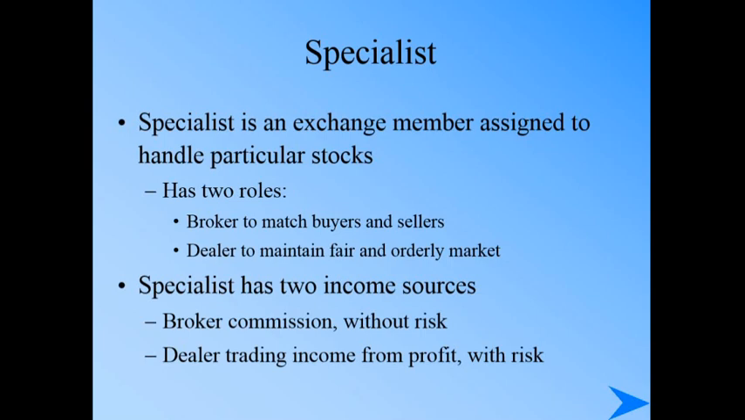The specialist has two income sources. Number one, broker commission, and there is no risk involved, because they are buying and selling for others, not for themselves, so that income is without risk. On the other hand, in the dealer role, they are buying and selling the stock for their own account, so they can earn income by purchasing at a lower price and selling at a higher price. There is a spread between the bid price and the ask price, and that spread is an income. But there is a risk involved. Let's suppose you purchase and then you could not find any other buyer, and after a certain time period the price of that stock reduces, then there will be a loss as well. While in brokerage commission, there is no risk involved, because you are not becoming the owner of the stock, you are just facilitating the buying and selling.